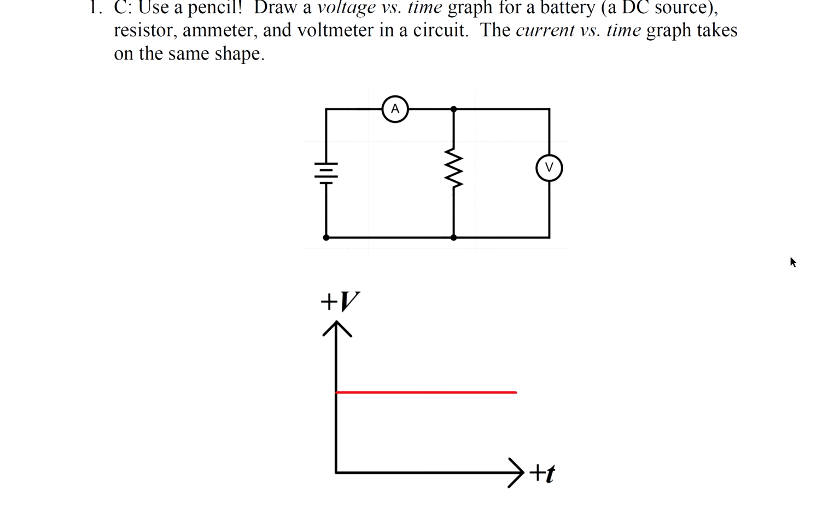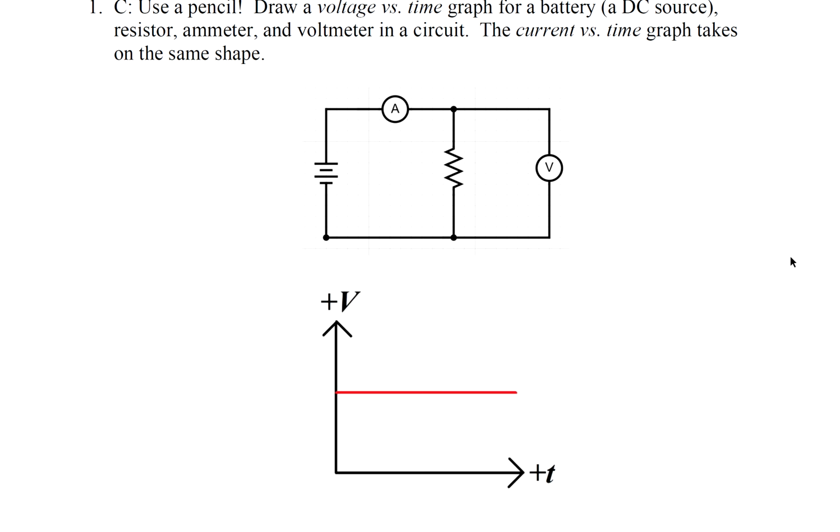Question 2. Use a pencil. Draw a voltage versus time graph for an AC source, resistor, ammeter, and voltmeter in a circuit. The current versus time graph takes on the same shape. So for question number 2, the circuit diagram is exactly the same as question number 1, except instead of a DC source, direct current, we have an AC source, alternating current.